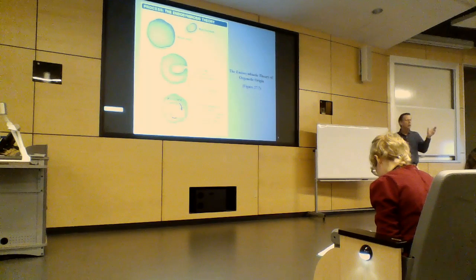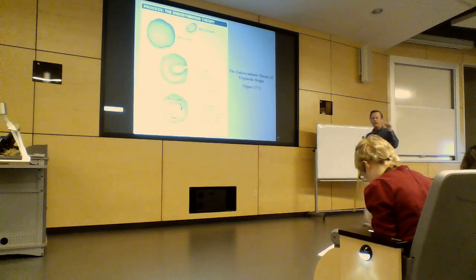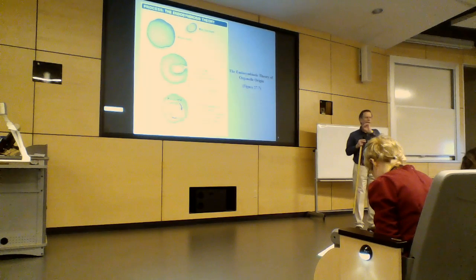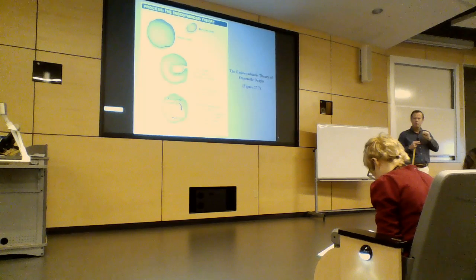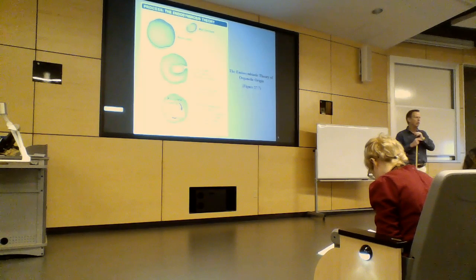Look at the evidences. There are two membranes. Inner membrane of the chloroplast, prokaryotic like. The outer membrane, eukaryotic like. Do chloroplasts have DNA?